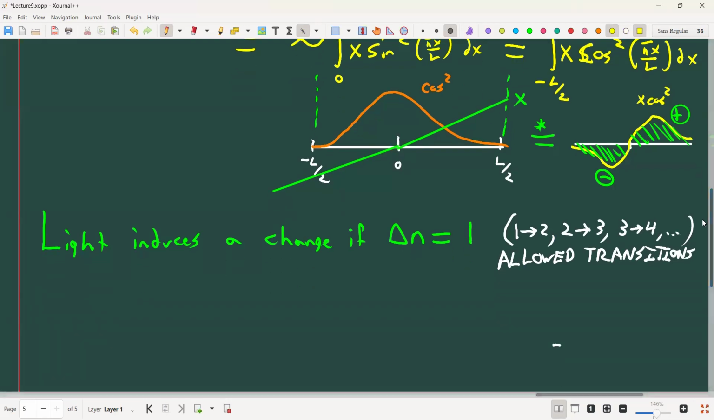And it's not too hard to show, but if we do delta n equals 2, if say we go from the 1st to the 3rd level, or the 2nd to the 4th level, delta n equals 2, the integral is 0. Because the product of two wave functions that are separated by 2 n's are both even. n equals 1 is even, n equals 2 is odd, n equals 3 is even. And so if I go from 1 to 3, I'm going to have a product of an even function times an even function, which is even, times x, which is odd. Overall odd and goes to 0. So any transition with delta n equals 2 is forbidden.